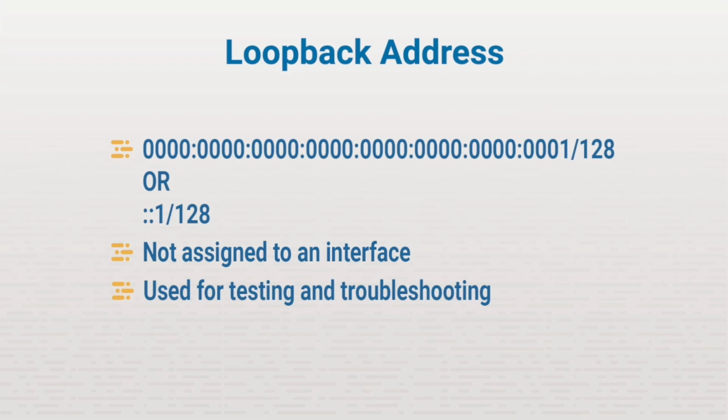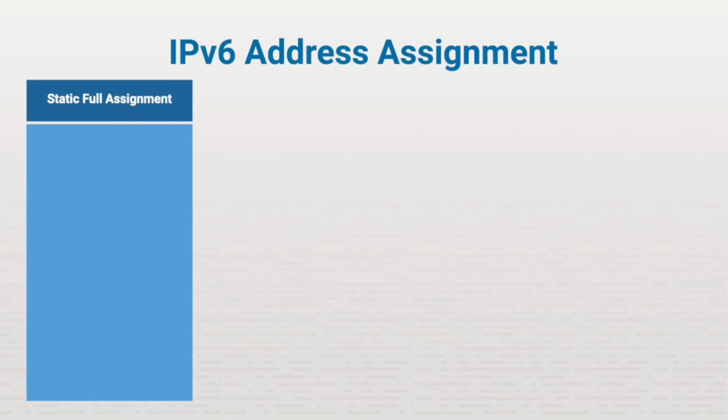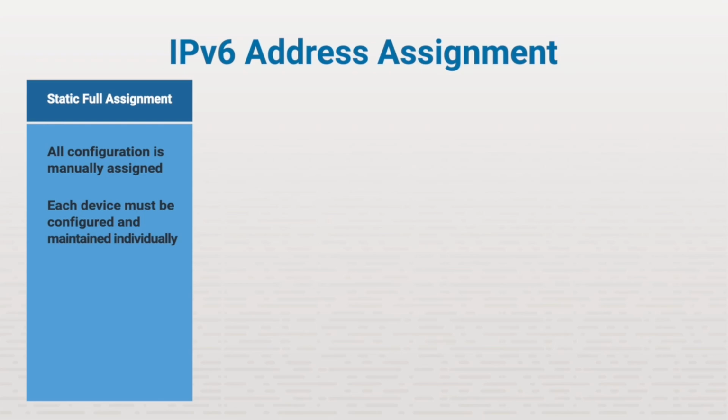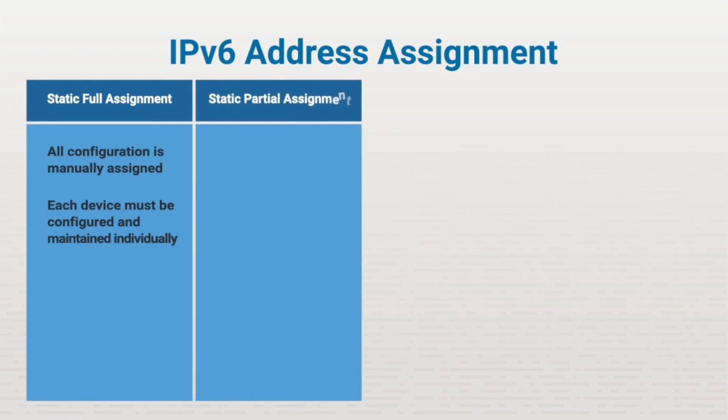Okay, now let's look at the methods we have for assigning an IPv6 address. Using static full assignment, the entire 128-bit IPv6 address and all other configuration information is statically assigned to the host, just like we would statically assign an IPv4 address. This means you're responsible for manually configuring all aspects of the IP configuration for each device, and once assigned, the address won't change. You can also use static partial assignment where the prefix is statically assigned, but the interface ID uses the modified EUI64 format derived from the MAC address.